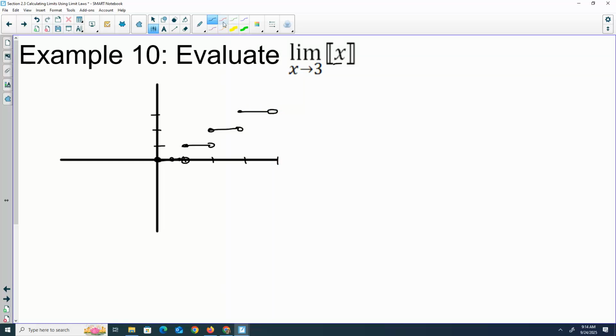We are approaching 3 here. So here's when x is 3. Can you tell me what the limit is? If I'm approaching from the right, I'm getting out 3. If I'm approaching from the left, what am I getting out? 2. So they don't match. What does that mean about my overall limit?